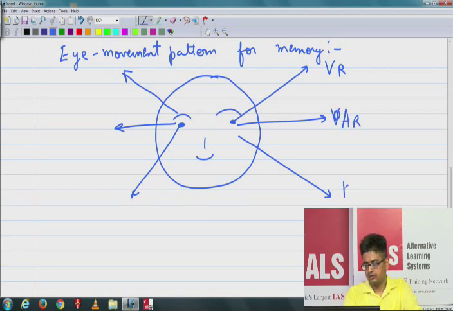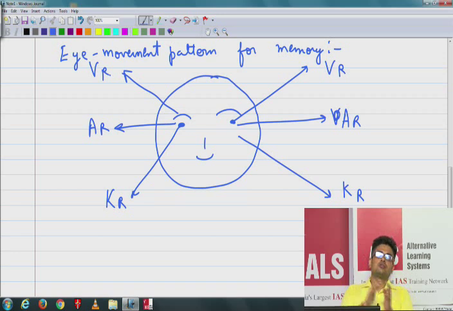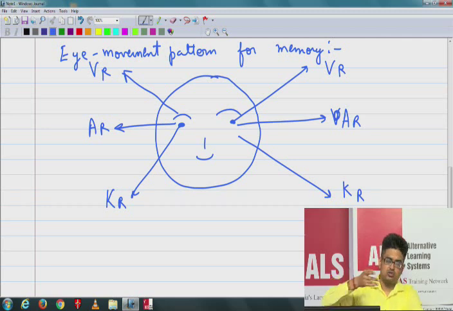AR, KR. Okay. KR, AR, VR. Now, suppose somebody is sitting in front of you, and you are asking your friend or whoever is sitting in front of you a question, okay? And he tries to remember something. So, do you remember in which direction your eyes move? You will instantly try to move your eyes towards the roof, okay? In right direction or in the left direction.